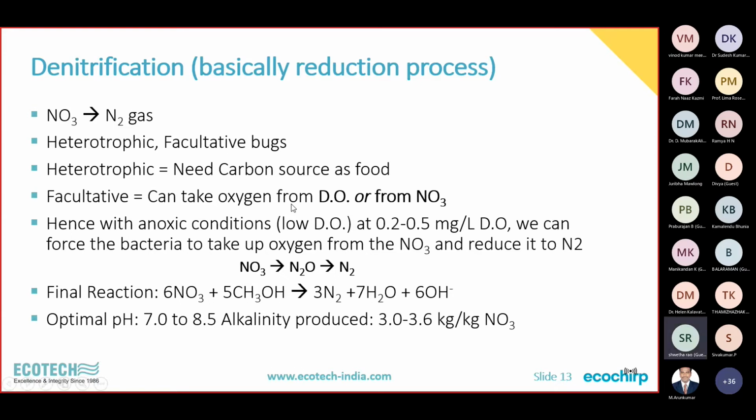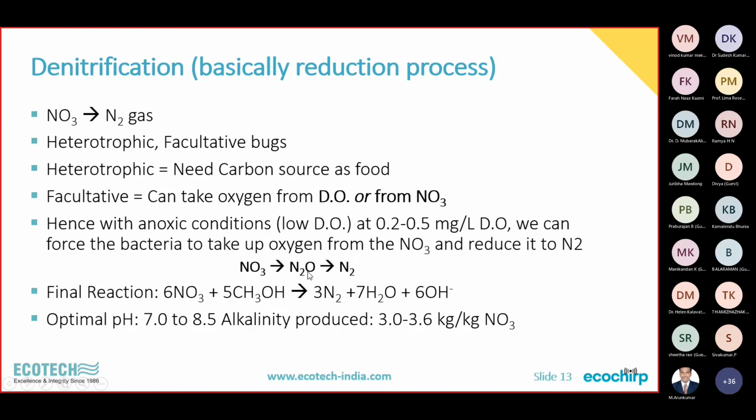the nitrate. So you have to maintain certain conditions in the anoxic tank so that the facultative bugs selectively take up the oxygen from the nitrate and release nitrogen gas. Hence the anoxic conditions. Anoxic conditions meaning very, very low dissolved oxygen at 0.2 to 0.5 ppm, so that these denitrifying bacteria will selectively use oxygen from the nitrate for oxidation, and they will use the BOD and COD coming in from the raw sewage itself as food. So we can force the bacteria to take up oxygen from the nitrate and reduce it to nitrogen gas.